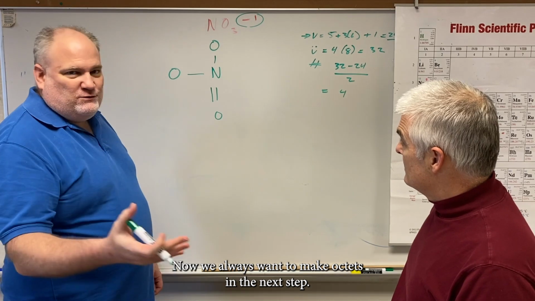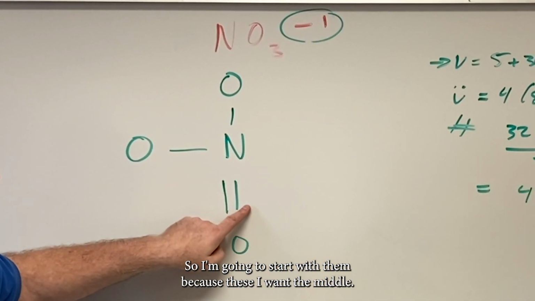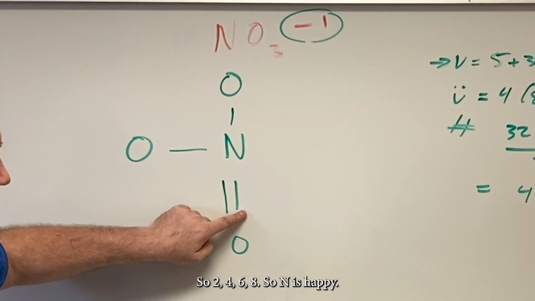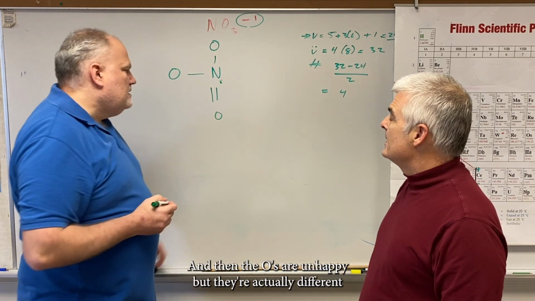Now, we always want to make octets in the next step, right? So 8's our magic number. I'm going to start with N because he's the one in the middle, and then I go from the outside. So 2, 4, 6, 8. So N is happy. He's a happy camper. Make a little happy face here.